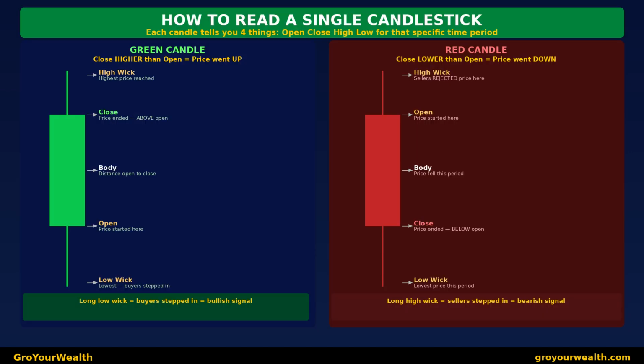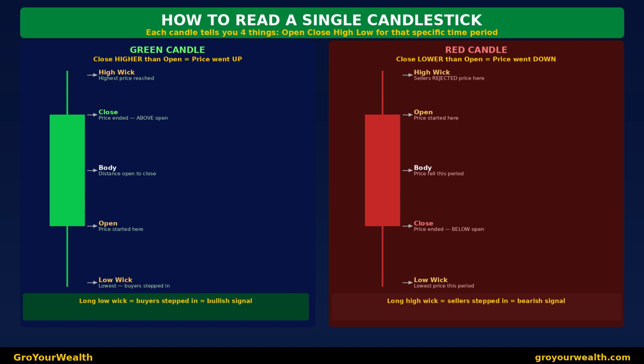Each candlestick tells you 4 pieces of information about that time period. The opening price, where the price started at the beginning of the period. The closing price, where the price ended at the close of the period. The high, the highest price reached during the period. The low, the lowest price reached during the period.